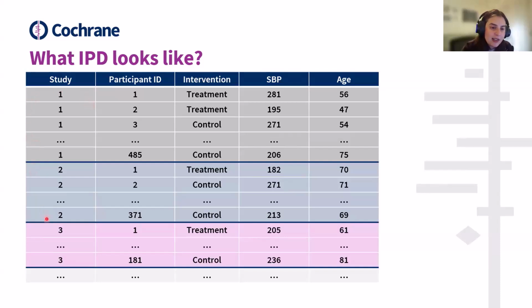So these three clusters here, denoted with different colors, correspond to the first three studies. This is the first study, the second study, and the third study. Each of the studies includes its patients. And for each patient, we know which study they belong to, their participant ID, which intervention they received, their individual systolic blood pressure at 24 hours, and their age. So with this structure, we can analyze treatment effects directly at the individual level. We can adjust for age or any other covariates. And the aim now is to analyze all these data that we have available.